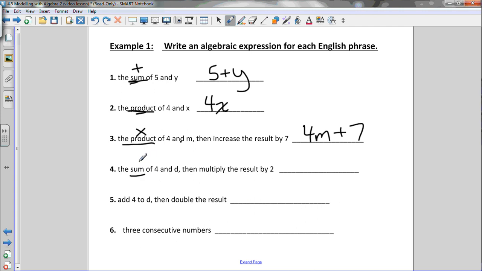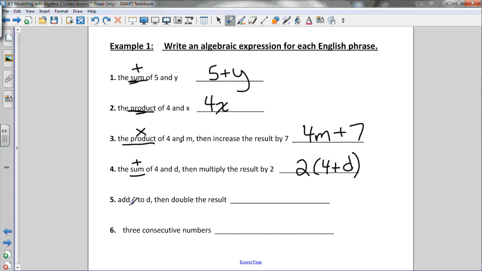Number 4, the sum of 4 and d, then multiply the result by 2. I know sum means addition, and then it tells me to multiply the result by 2. So I need to add 4 and d, so 4 plus d. I then need to multiply this entire result by 2. That's why I put the brackets there. Putting the brackets here ensures that I add the 4 and the d first, because BEDMAS tells me I would simplify inside the brackets first. And then putting the 2 outside the brackets means I would then multiply this entire result by 2.